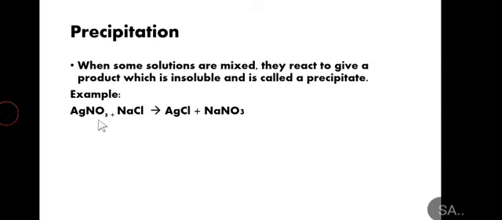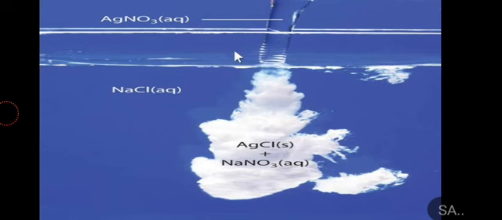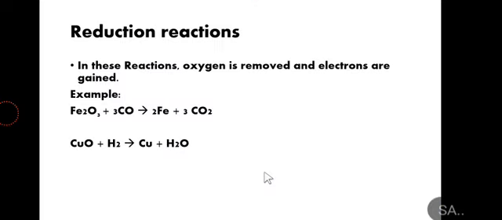When both of these solutions react together, they form silver chloride, which is basically the precipitate, and you get sodium nitrate. Here you can see easily, this is the aqueous solution of silver nitrate. When it is added to sodium chloride solution, the precipitates of silver chloride are forming, while this sodium nitrate is in its aqueous form.